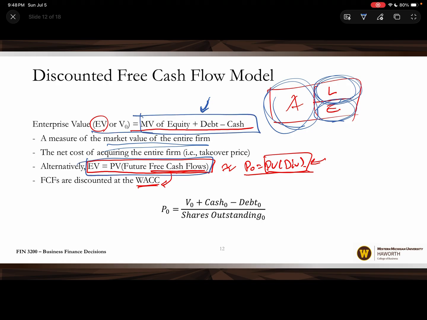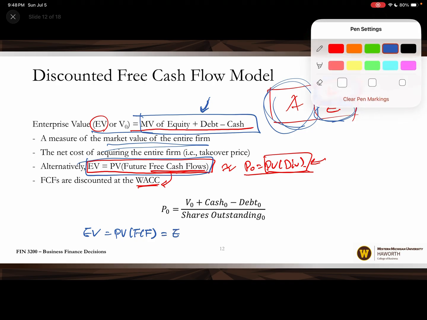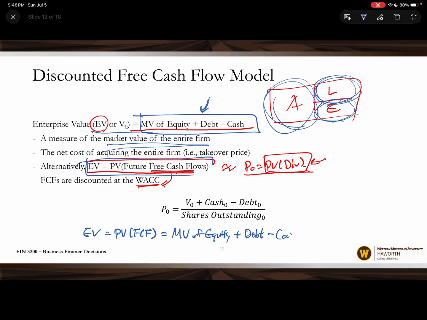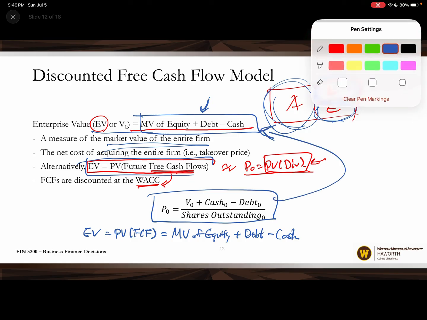Okay, so EV is this, and it's also this. In your formula sheet, maybe have something like this: PV of free cash flows. That's also equal to market value of equity plus debt minus cash. Okay, and this little formula comes from this formula. I'll show you here briefly.